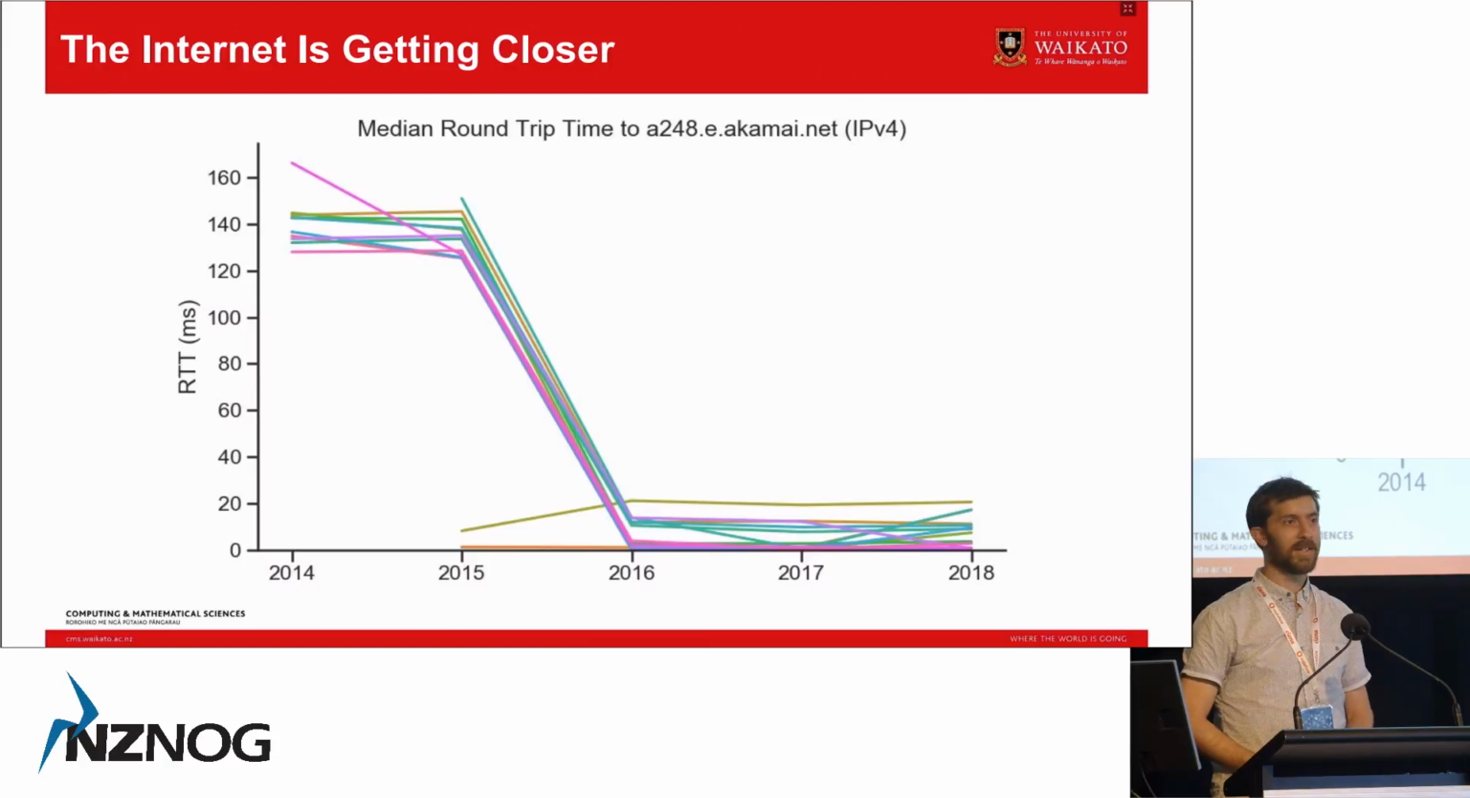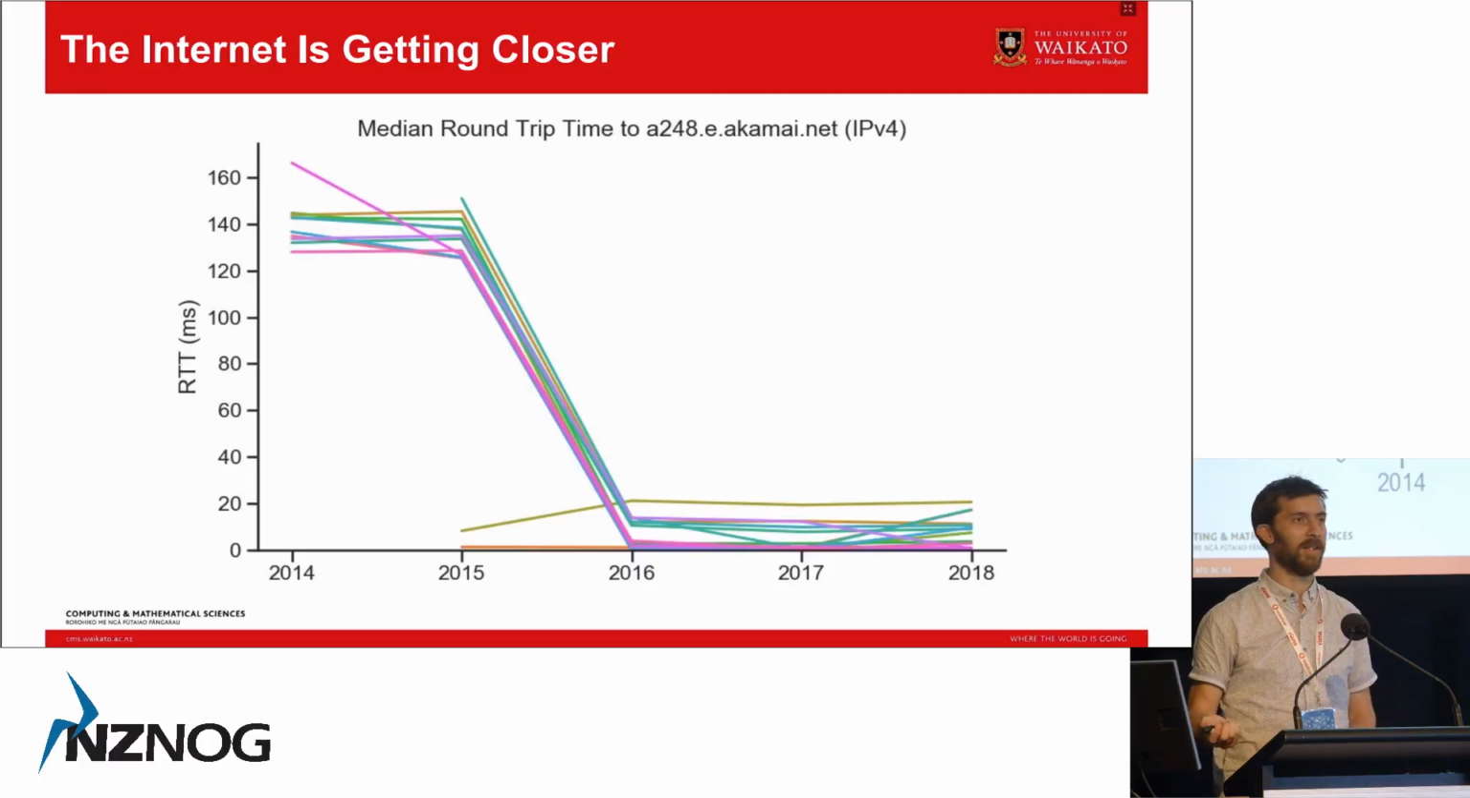And so we've got a little bit of data now, and this system has been going since 2014. We've collected data from all of our sites to many of our targets across this time. I combined a bunch of them here. So this is 1 point per year. It's the median point per year from all of our monitors to Akamai. And we can see that the internet is getting closer.